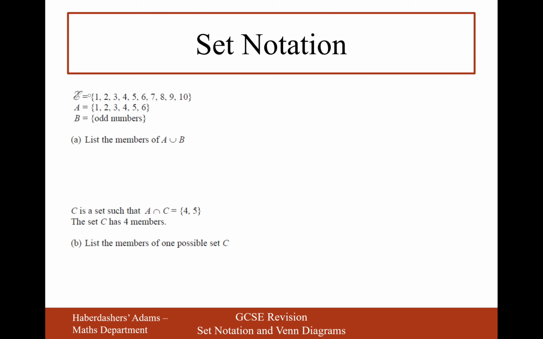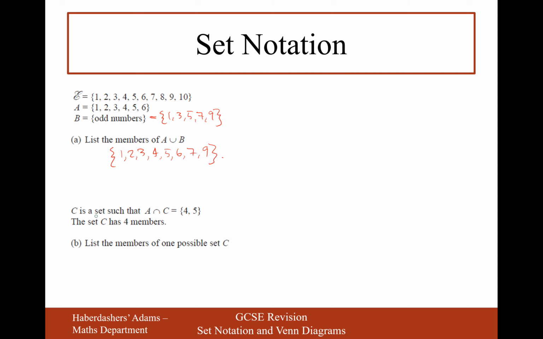Okay, so in this question here, we have the numbers from 1 to 10. A is equal to the numbers 1 to 6, and B are the odd numbers. So that's 1, 3, 5, 7, 9. List the members of A or B, so that's anything in set A or in set B. So 1, 2, 3, 4, 5, 6, 7, and 9.